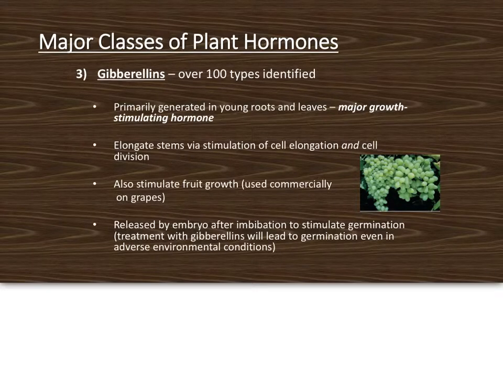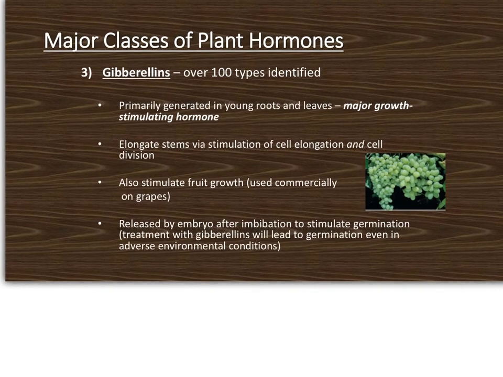Our third group of plant hormones, which are also still positive regulators, are the Gibberellins, which I think are the most fun one to say. There's over 100 different types of Gibberellins found in nature, and there's probably more than 100 different types, others that haven't been identified yet.